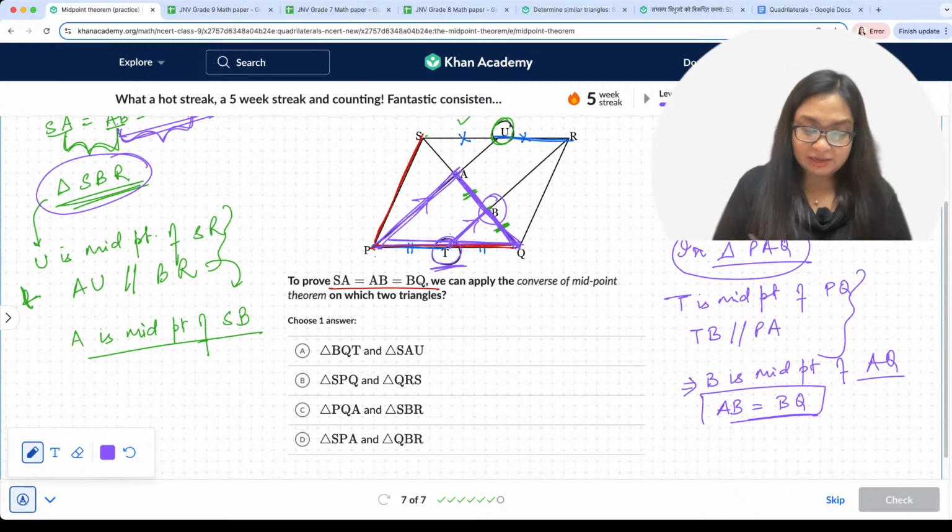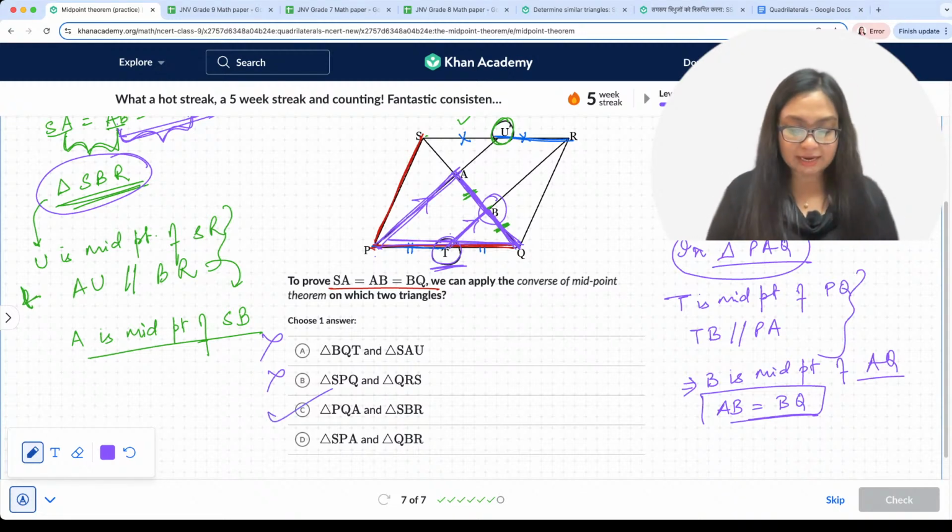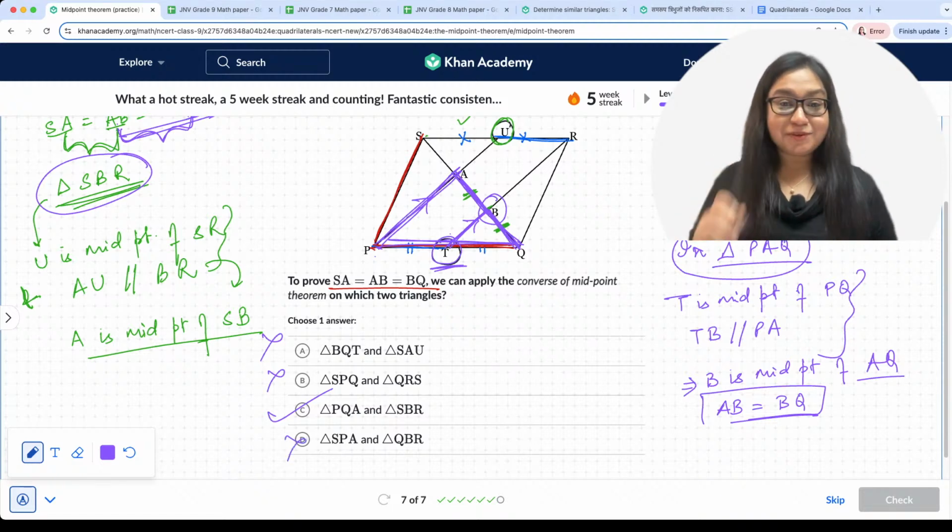फर्स्ट ऑप्शन को देखते हैं, BQTSAU, नो. SPQQRS, no, this also doesn't work. PQASBR, yes, this works. Option C is the correct answer. SPAQBR, no, this also doesn't work, right?